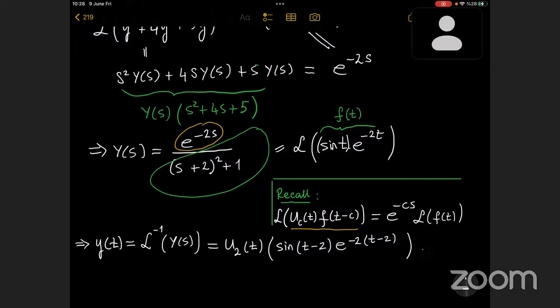Var mı bununla ilgili soru arkadaşlar? Any question with this?